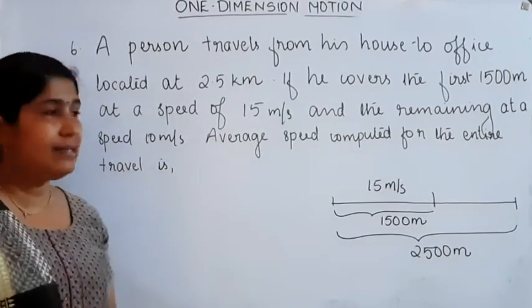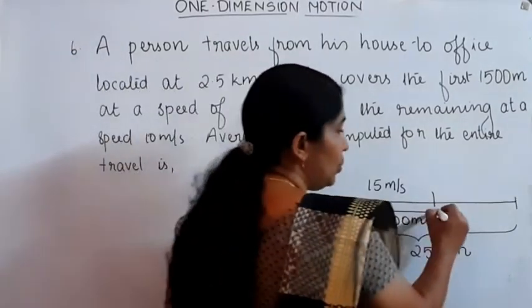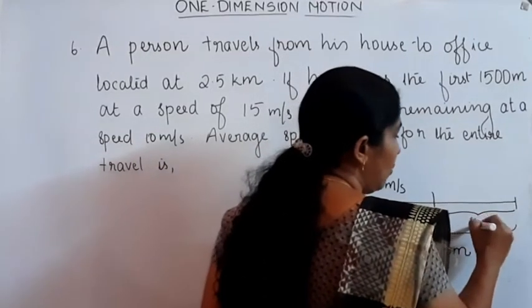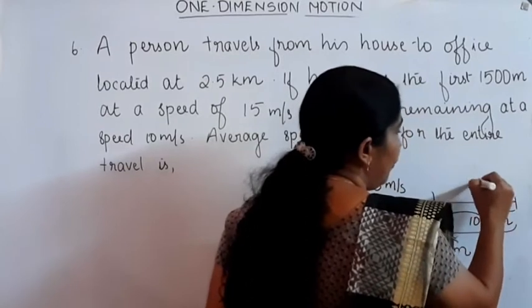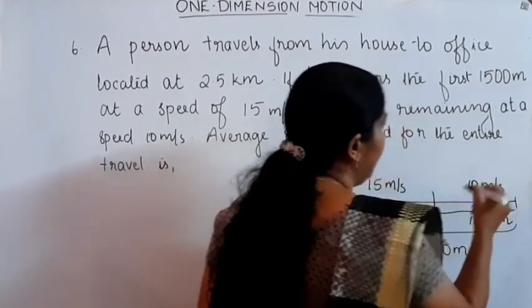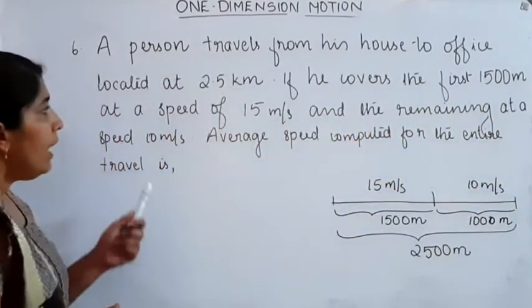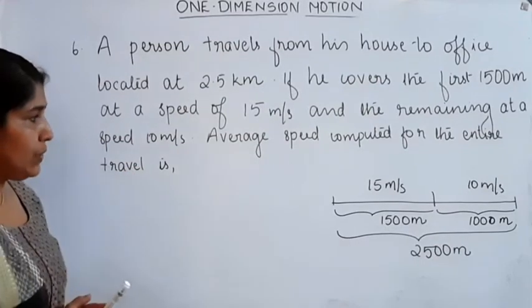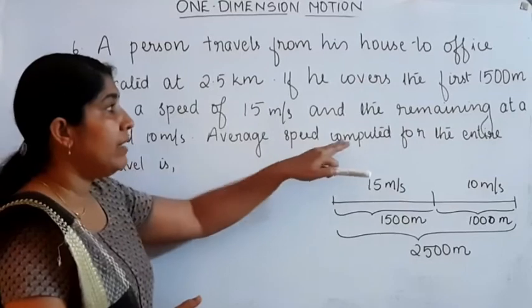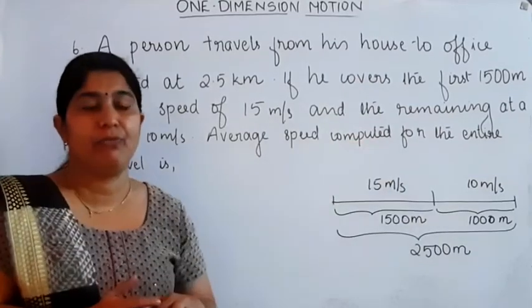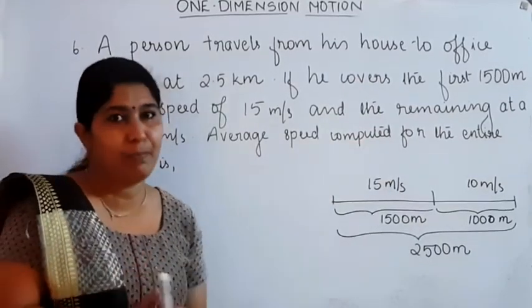What about the remaining distance? The remaining distance is equal to 1000 meter, with a speed of 10 meter per second. That's also given in the question. We want to find the average speed computed for the entire trip.